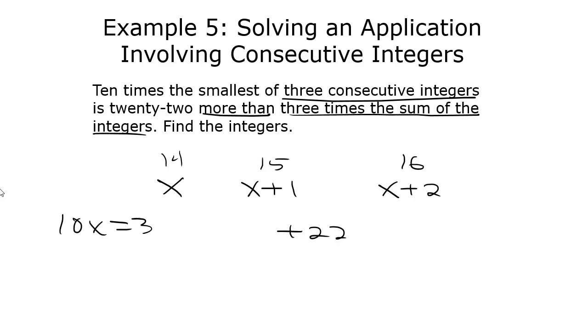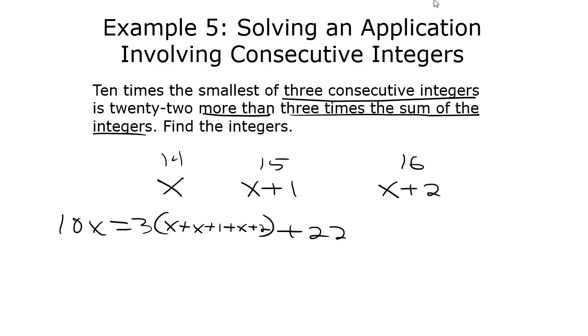All right, so 3 times the sum of the integers. Well, that's x plus 1 plus x plus 2, and then the plus 22. So we finally set it up, right? We read it all the way through. We identified it's a consecutive integer question. We know that when we're dealing with consecutive integers, we've got x plus 1, x plus 2, or if there are odds and evens, it's x plus 2, x plus 4, and so on and so forth. So we've identified that. We labeled our unknowns, the x plus 1, the x plus 2.